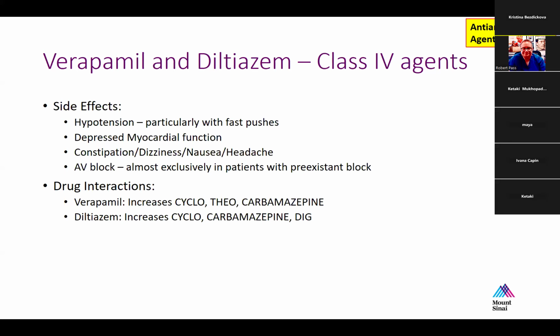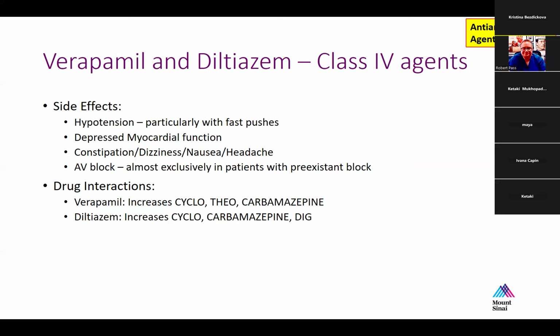It can depress myocardial function. When given chronically, calcium channel blockade can cause constipation. That's probably the most common routine complication of these agents. It can cause dizziness, nausea, or headache. And of course, because of their impact on AV conduction, they can cause AV block. But this is almost exclusively seen in people who already have AV block.